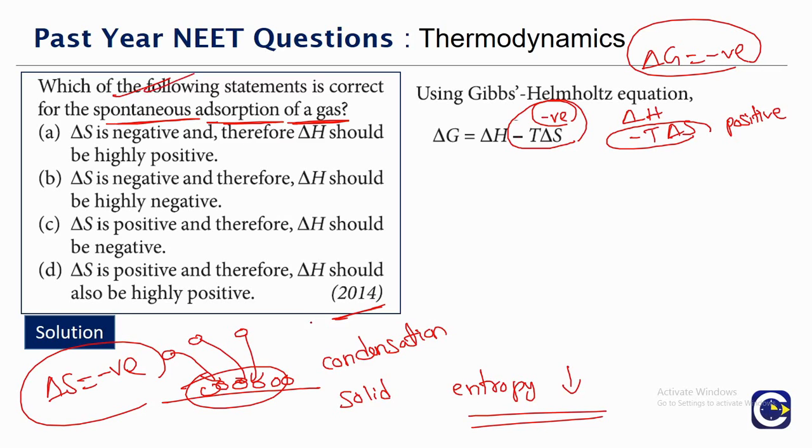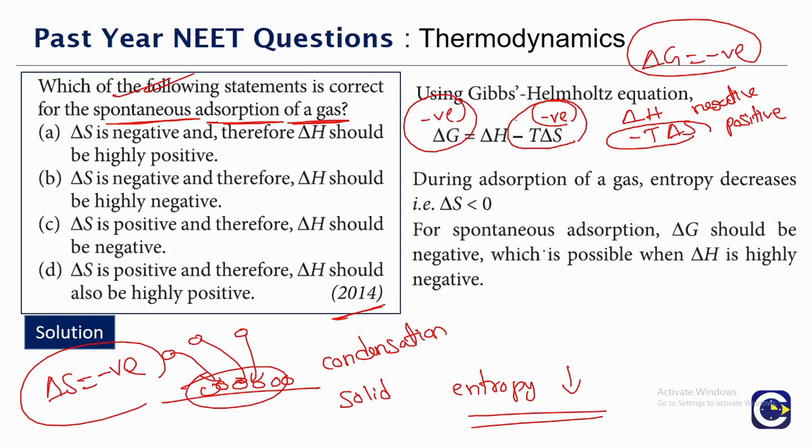For spontaneous, the first term should be negative. It should not be just negative. Why? It should be very much negative. It should overcome the second term, which is a positive value. Then overall del G will become negative. So the delta H should be highly negative. Look at it: for adsorption, entropy will be decreasing, which means delta S will be negative.